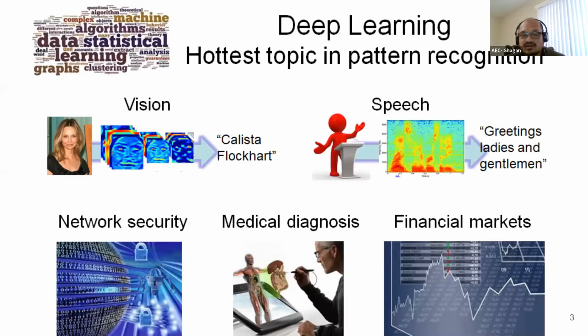A quick introduction, repeating some applications that Nitya mentioned. Deep learning, as she mentioned, is one of the hottest topics in pattern recognition. We have vision applications: given an image, it can classify who the person is. In this case, you can see these hidden layers identify different features of the face, and then identify the person from a snapshot.